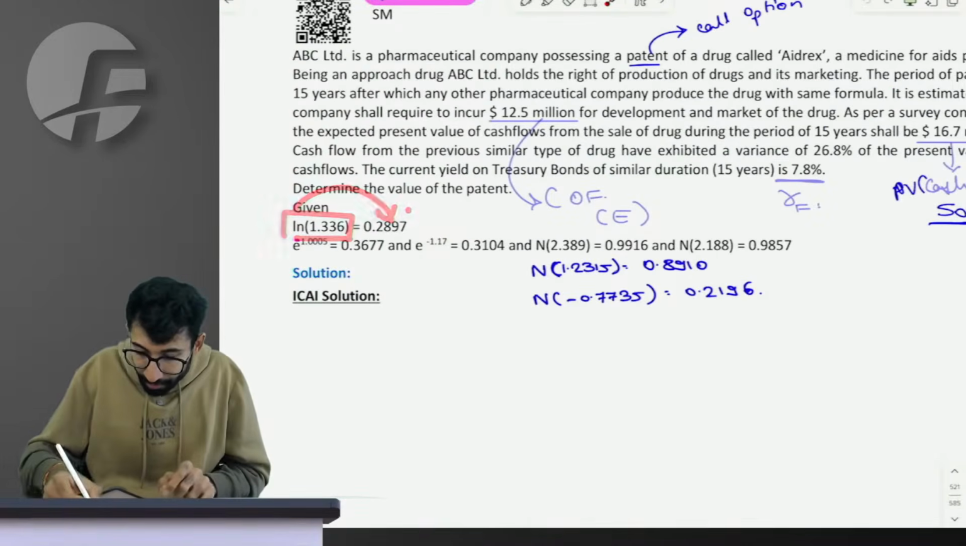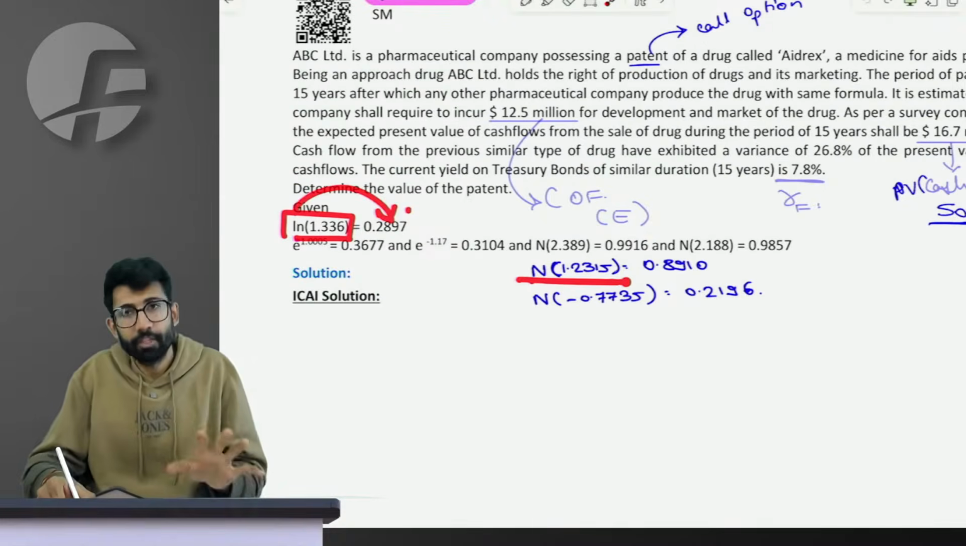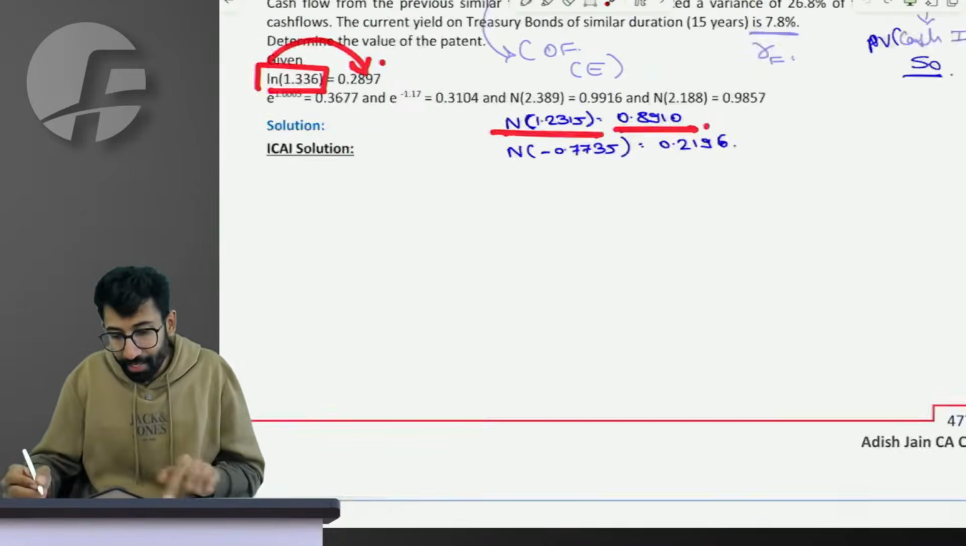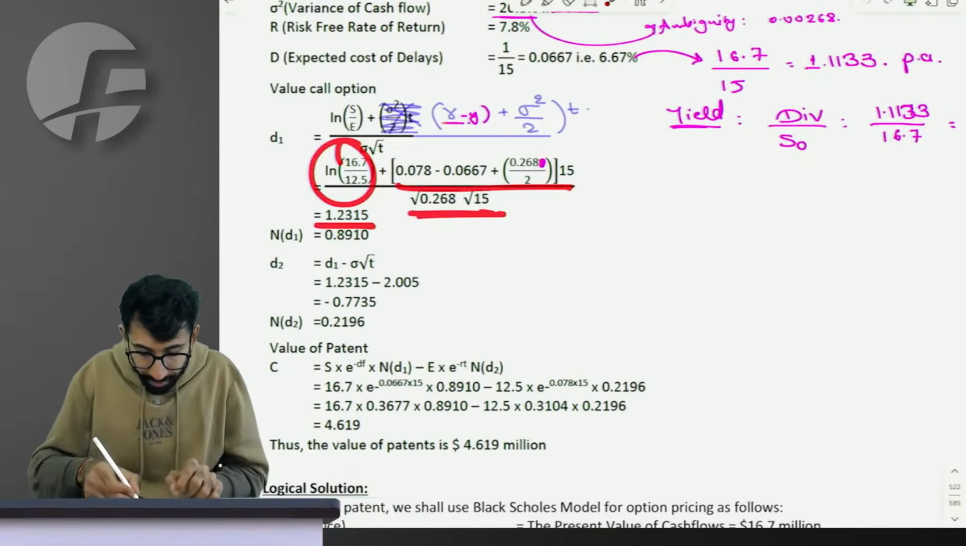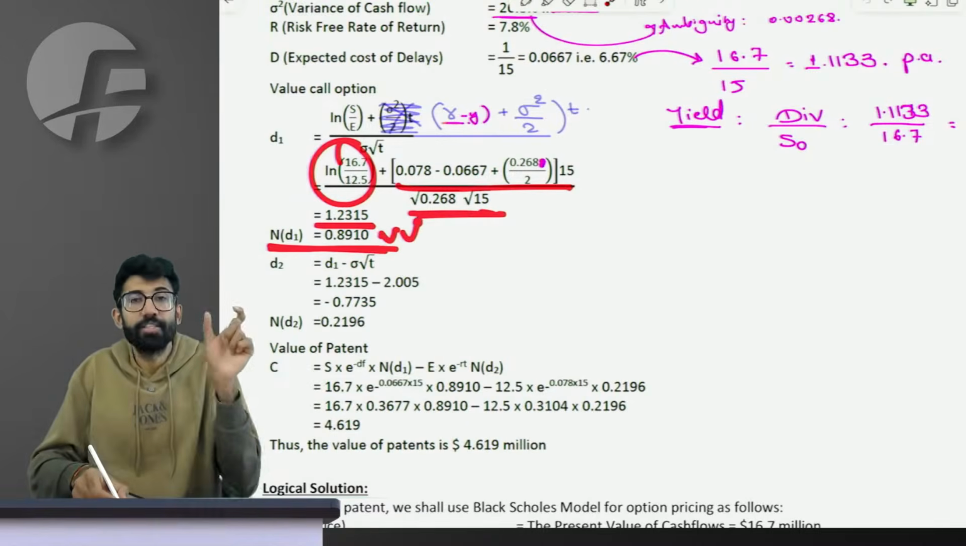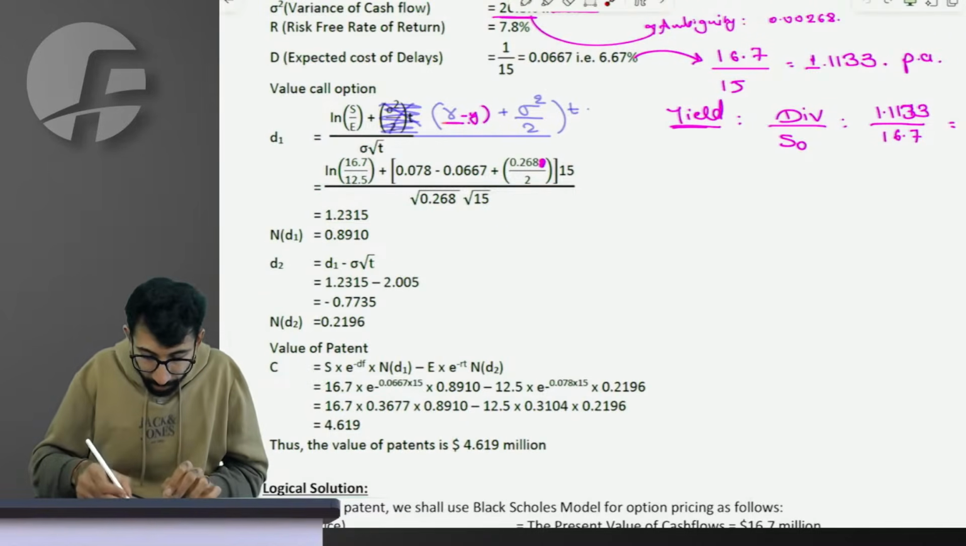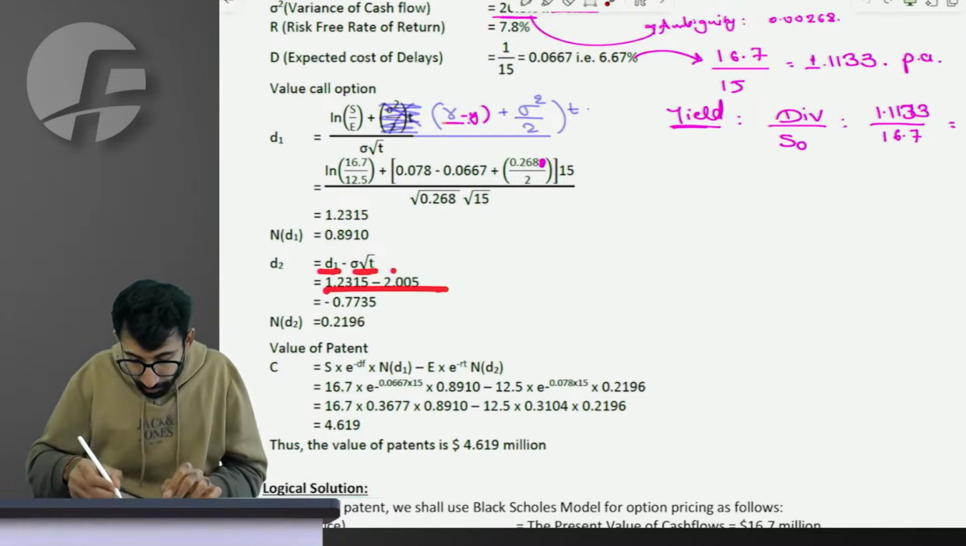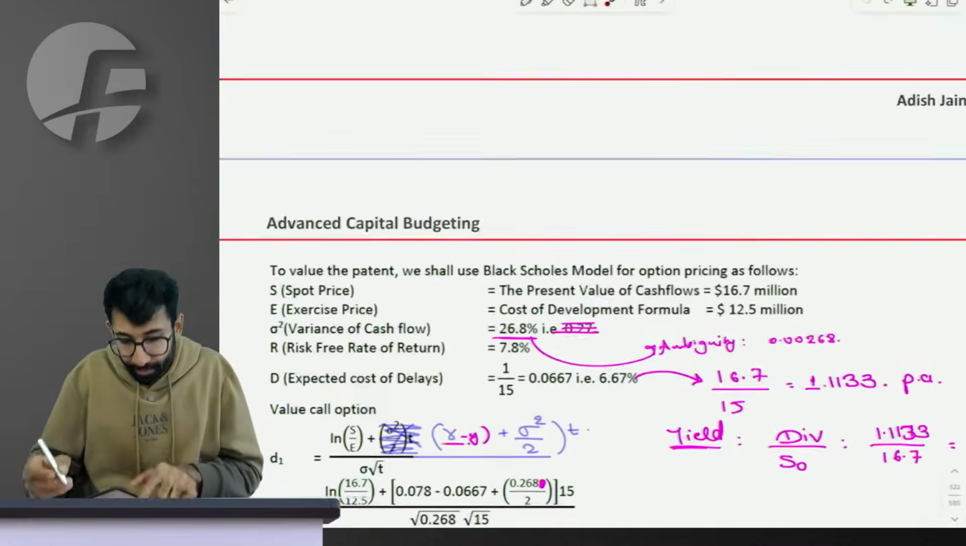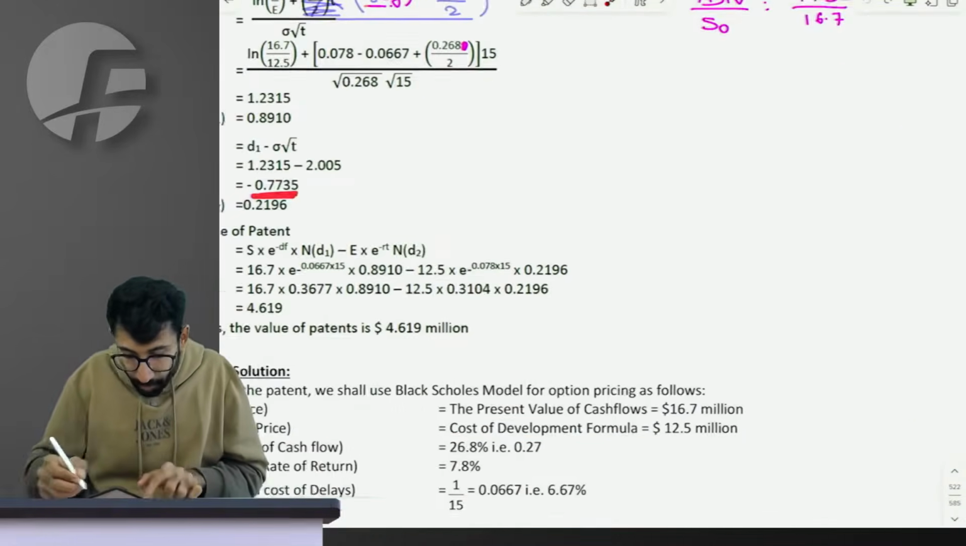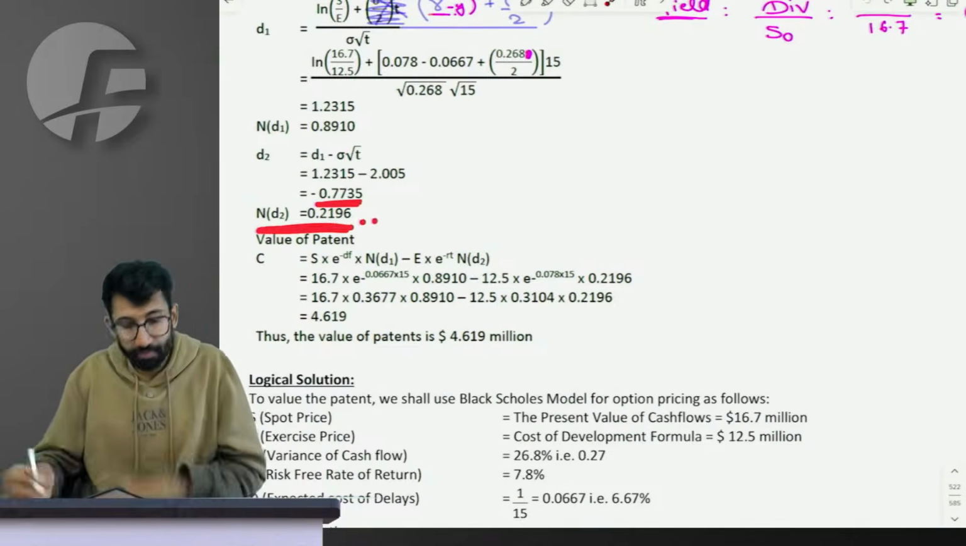Has the value of D1 been given? Yes, it will be given in the question. So area is 89.10. So basically 89.10% is the probability, is the area. Similarly, D1 minus the denominator gives me D2 as 0.7735, the area of which is 21.96, even that is fine.